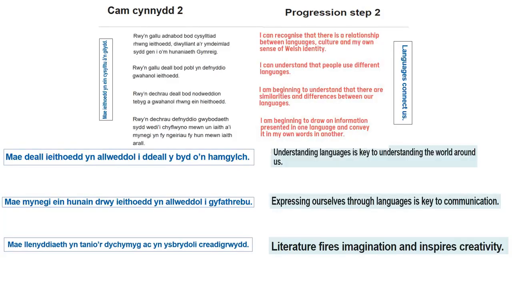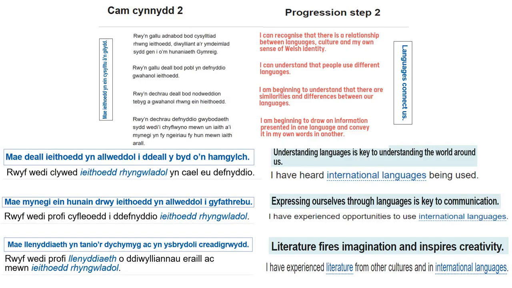So progression step 2 then, we've got our ones that are the same here for Languages Connect Us for all the languages. The ones that are different for international languages, there's just one description of learning for each statement of what matters. So they've heard international languages being used to reach progression step 2. They've experienced opportunities to use them and experienced literature from other cultures, so that could be in English or Welsh, and in international languages. So let's break some of these down.